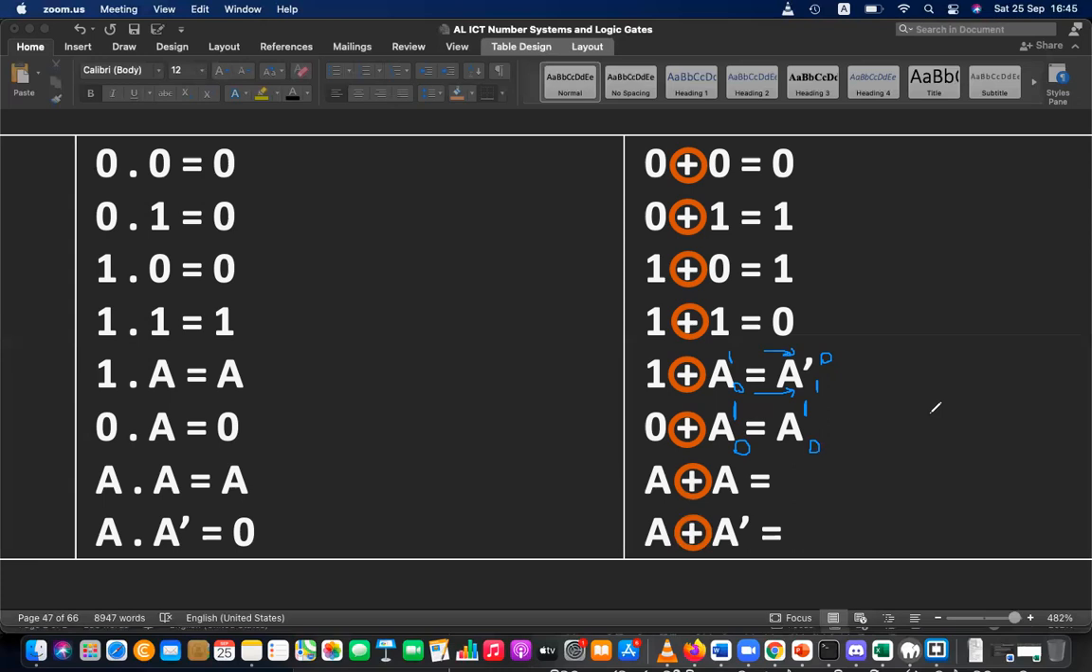Therefore it's a NOT gate, so that's how she gave the answer, right? Did you understand? If not understood, please tell me. If it is same, that is same A. Did you understand this? Anyone who cannot understand, please raise your hand. Then I can explain again.